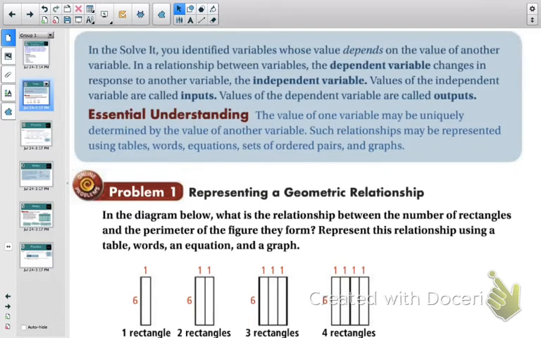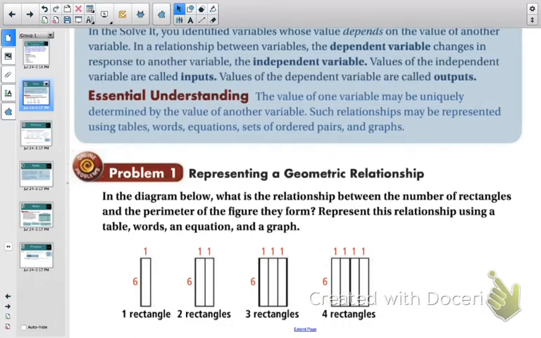Alright, so this is a relationship between variables. The dependent variable changes in response to another variable, the independent variable. So the dependent variable is the one that is changing depending on what happens to the independent variable. The values of the independent variable are called the inputs, and values of the dependent variable are called the outputs. So we can use these variables, and they can be represented using tables, words, equations, ordered pairs, and graphs. So we're going to look at all of those things today.